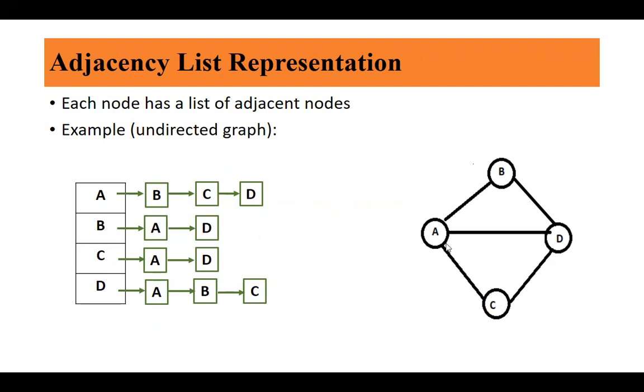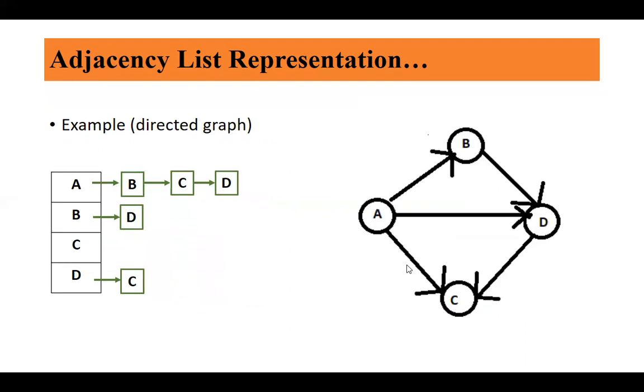Similarly, from C you have C to A and C to D. Then from D you can go to A, to B, and to C. So you can even call this an array of pointers. Fine. This is the adjacency list representation of this undirected graph.